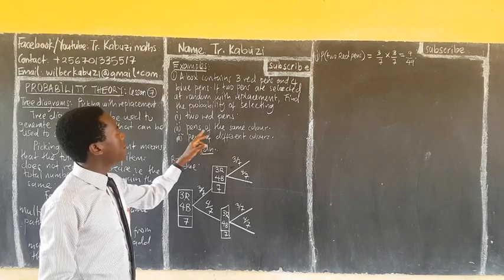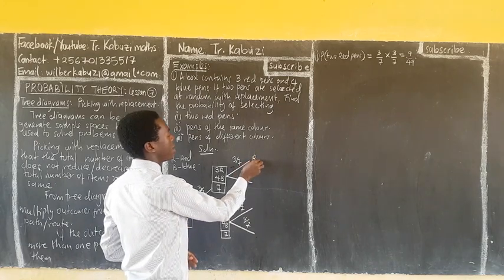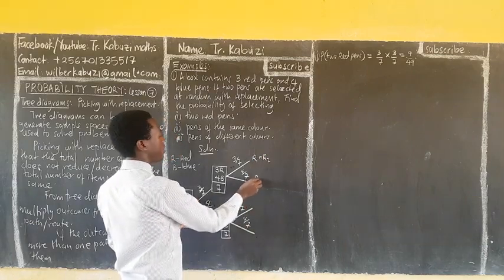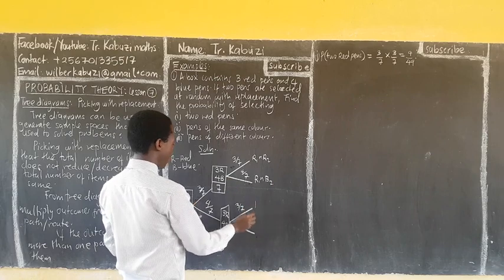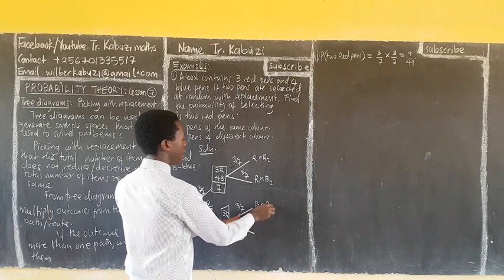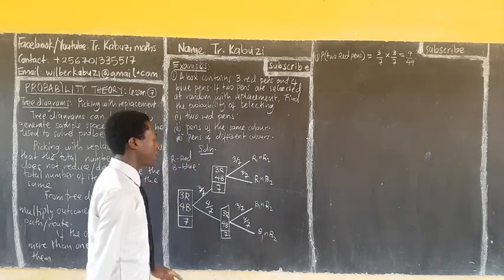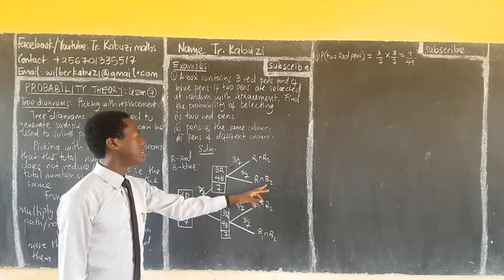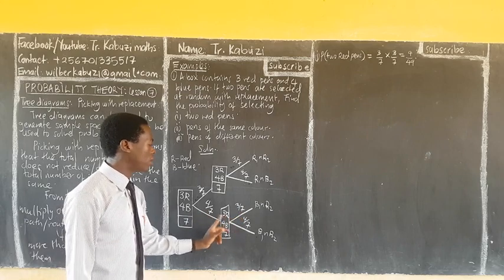Then number 2, pens of the same color. Now for pens of the same color, remember we have red the first time and red the second time. Here we have first time we picked red, then the second time we picked blue. Then here we have blue on the first picking, then red on the second picking. Here we picked blue on the first picking, then blue also on the second picking. So this one means first time red, second time red. This means first time red, second time blue. This means first time blue, second time red. This one means blue, blue.